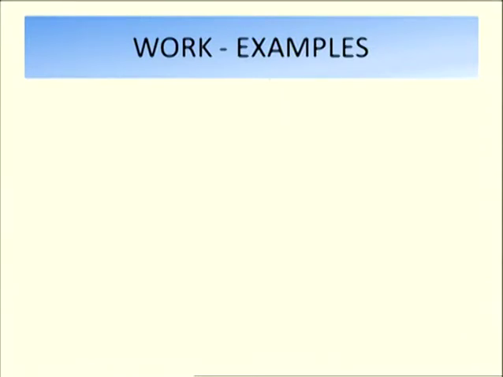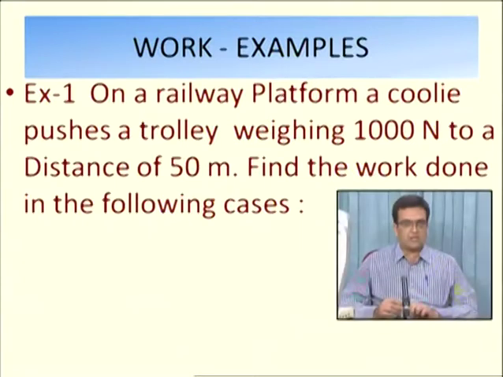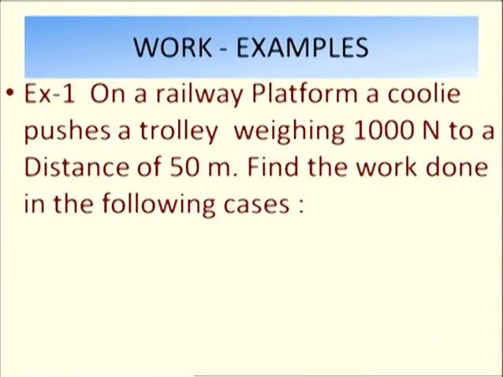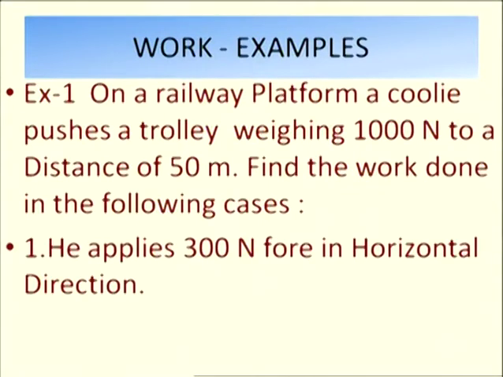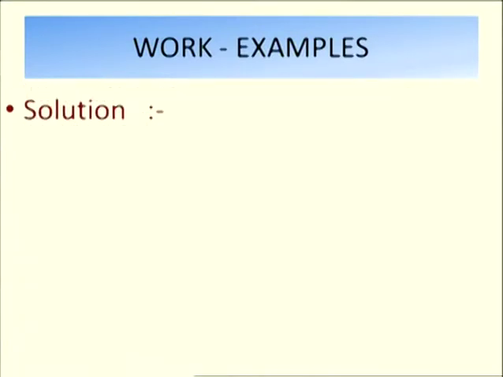The example is on a railway platform. A porter pushes a trolley weighing 1000 Newton to a distance of 50 meters. Find the work done in the following cases. There are two cases. First, he applies a 300 Newton force in the horizontal direction, and second, he applies a 300 Newton force at an angle of 30 degrees with the horizontal. So let us see the solution.